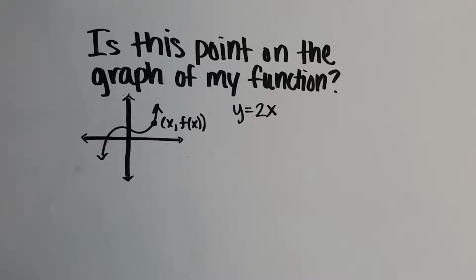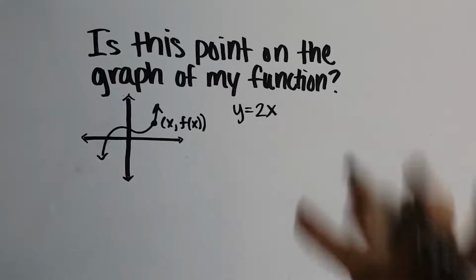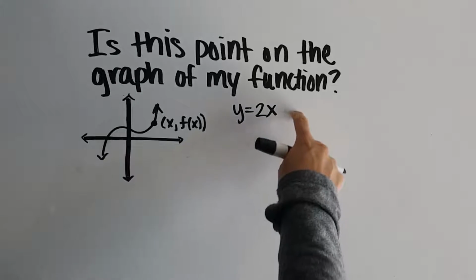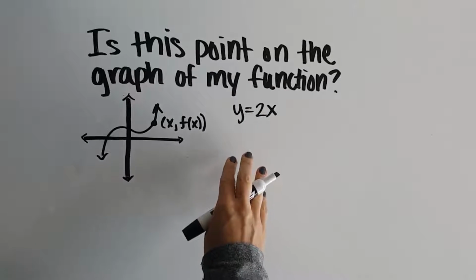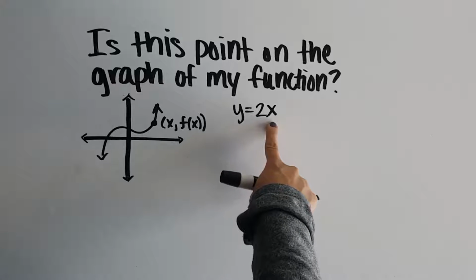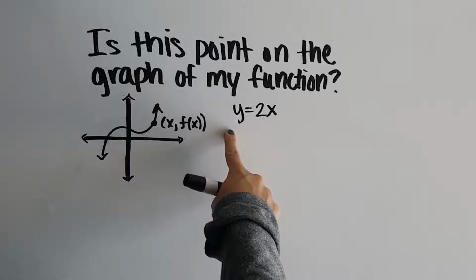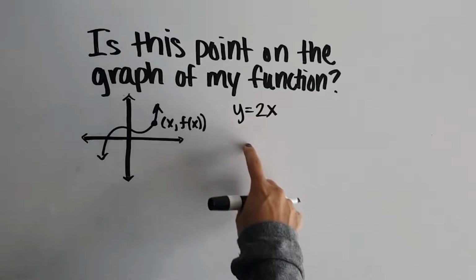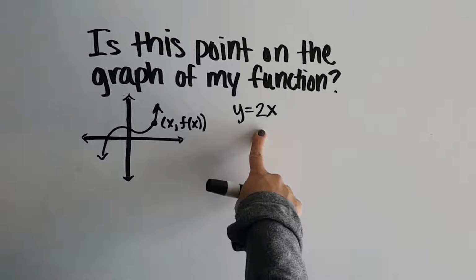In this video, we're going to talk about how you determine if a point is on the graph of your function. So before we can really talk about that, we have to remember some things. When you have an equation or a function, it tells you the relationship between your inputs, x's, and your outputs, y. So every point on the graph of y equals 2x would be a solution to this equation.